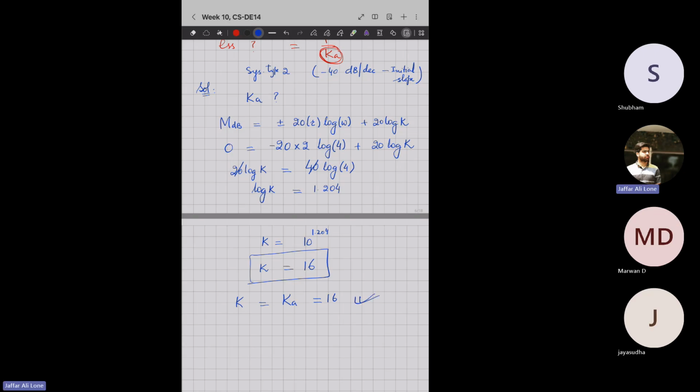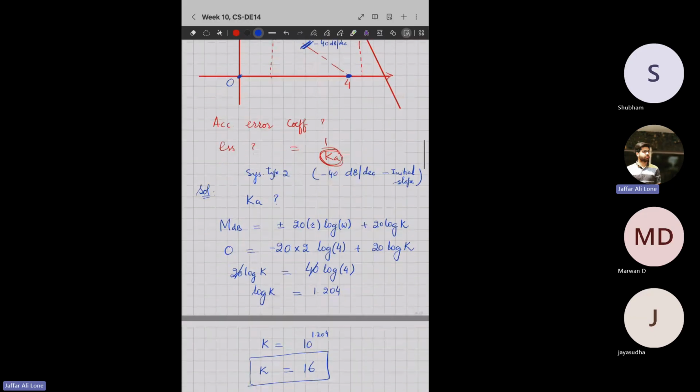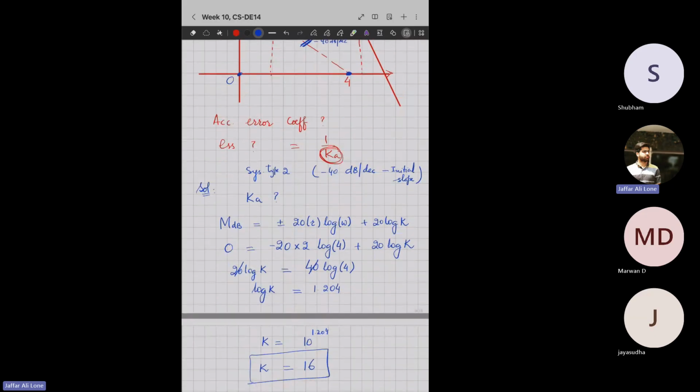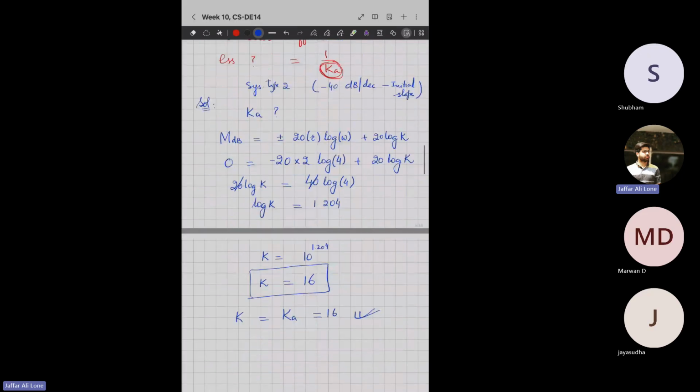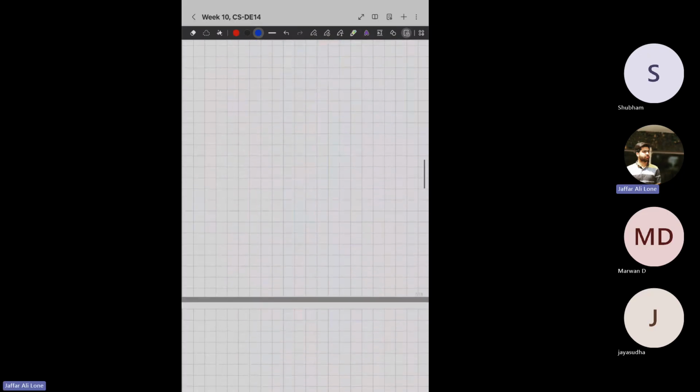That is the answer. Very good, Marvin had solved it for 16. So what I did, I just made use of this slope, which was given in the question. If that is clear, now you should be able to solve this question, everyone. Now we'll do three questions and you will tell me the answer. We'll go step by step.